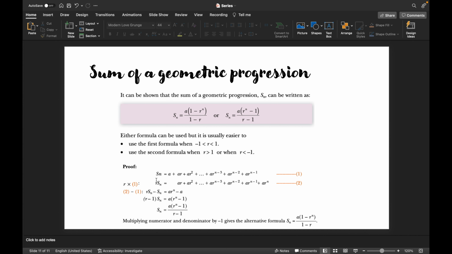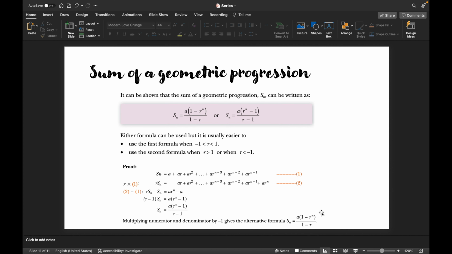Then we have the sum of a geometric progression. There are 2 ways in which you can represent it. Both of them will give you the same answer. It can be shown that the sum of a geometric progression, Sn, using the same notation, is a multiplied by 1 minus r to the power of n, divided by 1 minus r. r is the common ratio and n is the number of terms. Or you can write this as a multiplied by r to the power of n minus 1, divided by r minus 1. Either way, you're going to get the same thing.